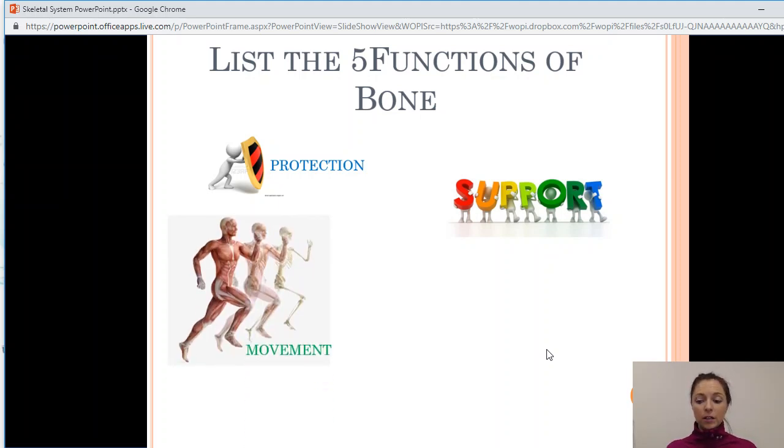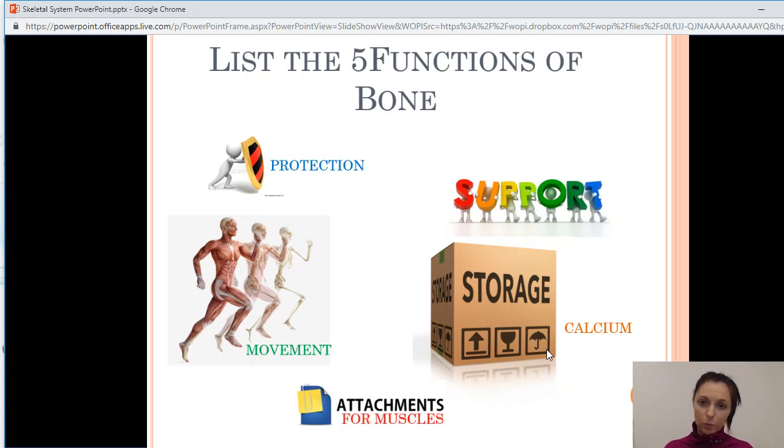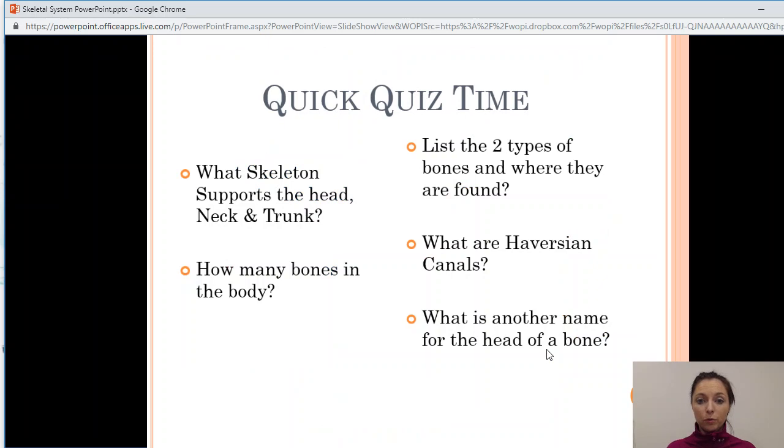Movement. With that as well, storage, so storage of calcium and bone marrow, and attachments for muscles, because bone is connected to muscles and then muscles allow for movement, so bone is also allowed for movement. They're the functions of bone.